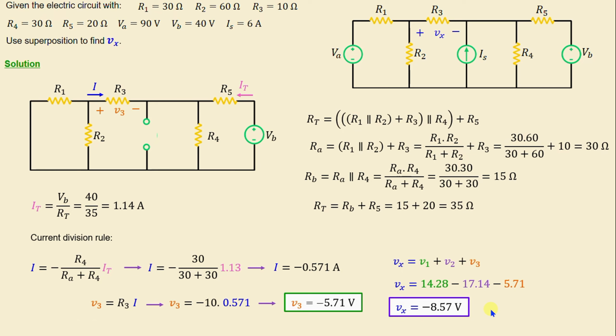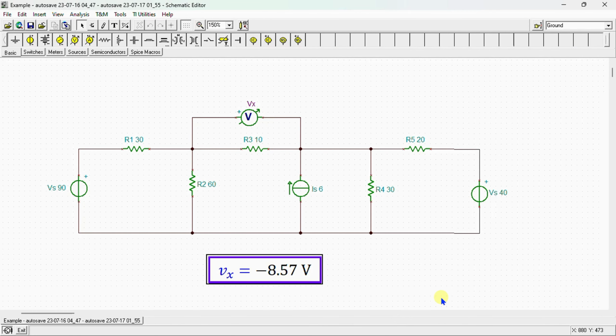Now let's proceed to the SPICE environment. Here is our network drawn in SPICE simulator. This is the independent voltage source VA, the independent current source IS, and the independent voltage source VB, a resistor R1, R2, R3, R4, and R5, and I connect here a voltmeter in order to measure the voltage Vx across the resistor R3. Let's move on to analysis.